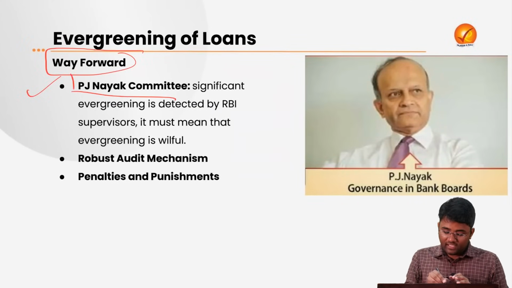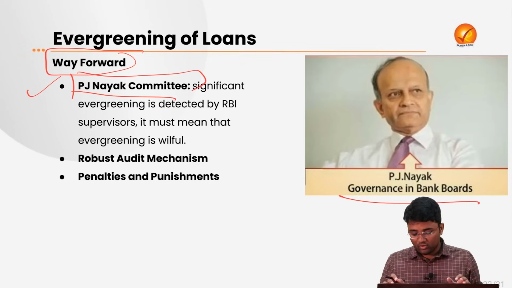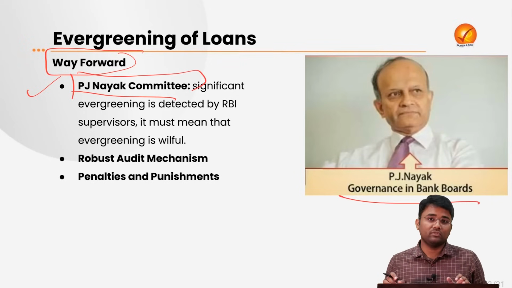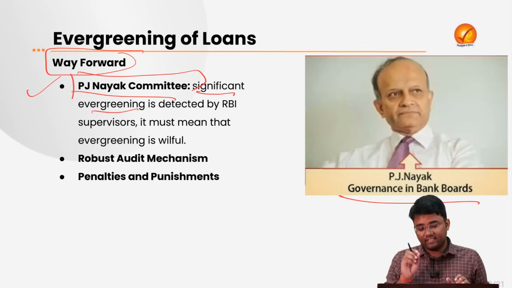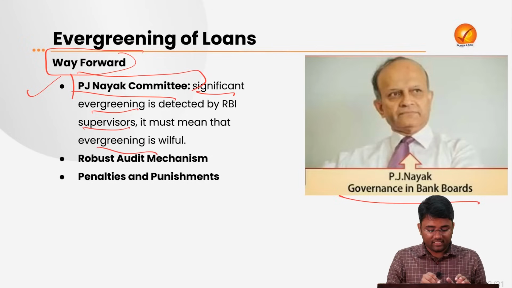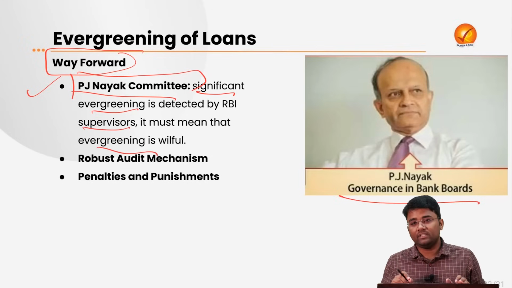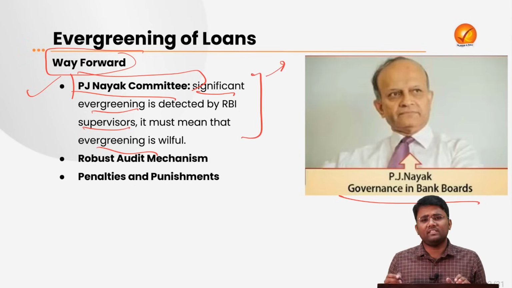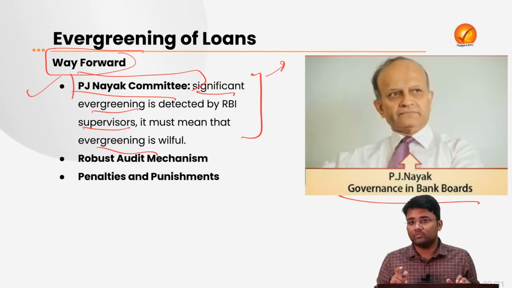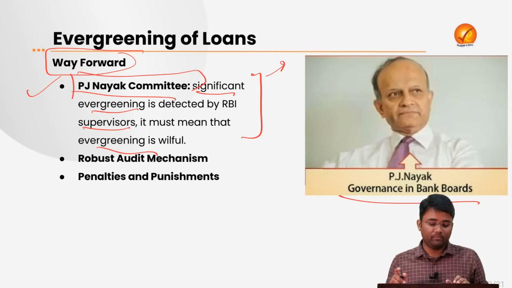As per the PJ Nayak committee, which was formed on governance in different bank boards, if significant evergreening is detected by the RBI supervisor, it must mean that the evergreening happening is willful. The PJ Nayak committee also said, when there is an audit by the RBI, if they detect any evergreening of loans, it should be presumed to be willful evergreening, and that those persons involved should be punished, and there should be penalties.